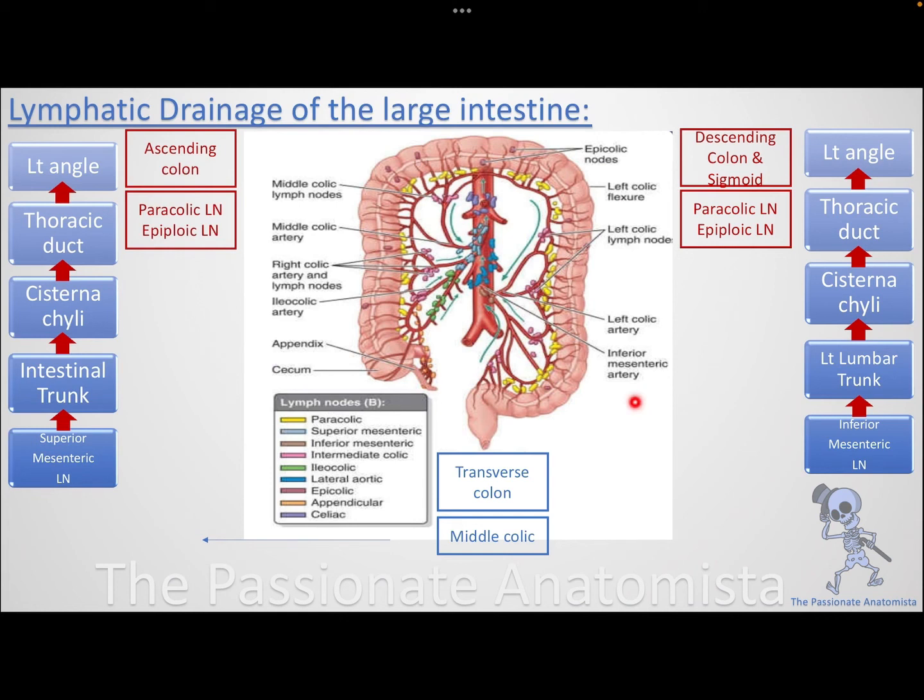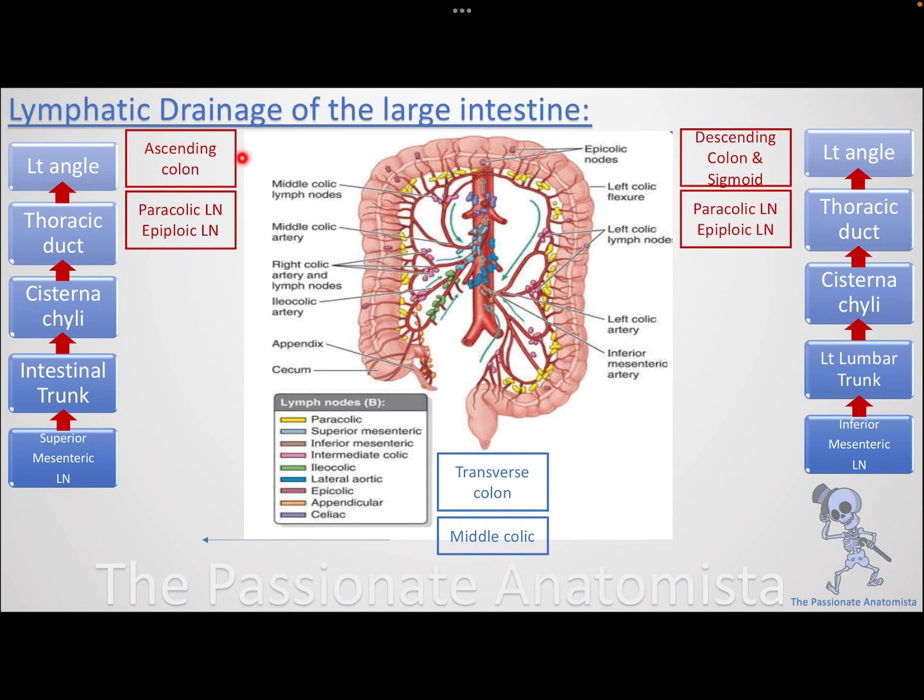Now moving to the large intestine, I decided to make them this way so you can see that you have groups of lymph nodes that lie on para, which means on the side of the colon, colic, all right? Or it could be above the colon, which is epicolic. So if we're talking about the ascending or descending colon or sigmoid, I'm draining into the paracolic lymph nodes and the epicolic lymph nodes. All right, so the yellow ones are the paracolic, and the above ones, the reddish brownish, these are epicolic lymph nodes.